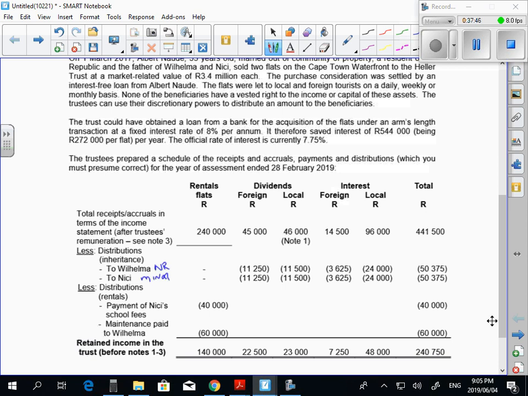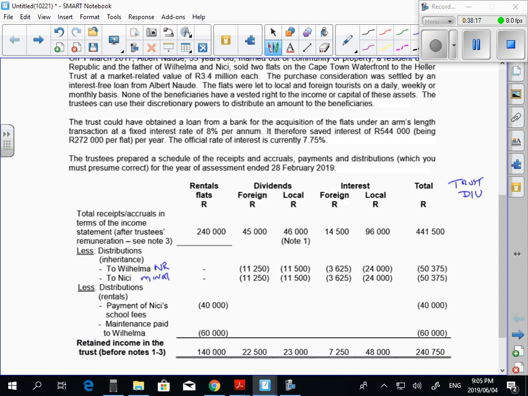And what's going to happen to the liquidation dividend? How much is going to go to Wilhelmina? 25%. And how much is going to go to Nikki? 25%. Do you guys understand? That, not the capital profits, just the revenue side of things. So we've actually got a trust dividend that I'm going to write in over here. Does everybody understand that?